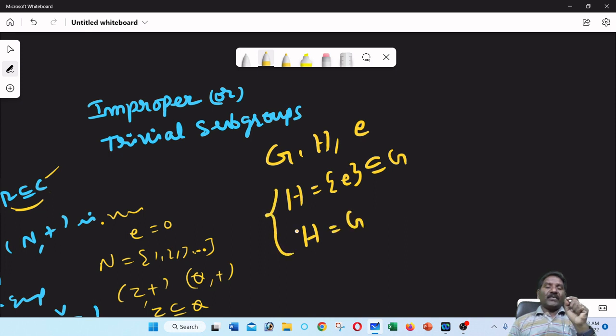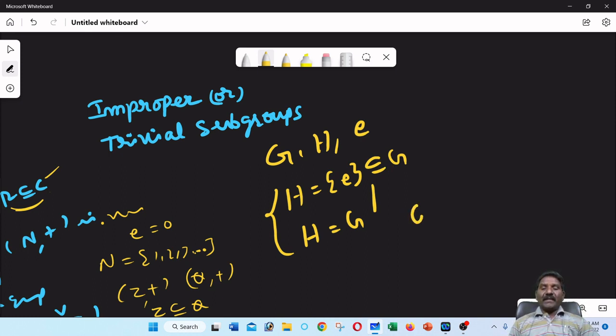These two subgroups, H = {E} and H = G, are known as improper subgroups of a group G. All other subgroups, if they exist, are known as proper subgroups. H = {E} and H = G ఈ రెండు కాకుండా వేరే సబ్గ్రూప్ ఏదైనా ఎగ్జిస్ట్ అయితే దాన్ని ప్రాపర్ సబ్గ్రూప్ అని అంటారు. ఒక ఎగ్జాంపుల్ ద్వారా చెక్ చేద్దాం.